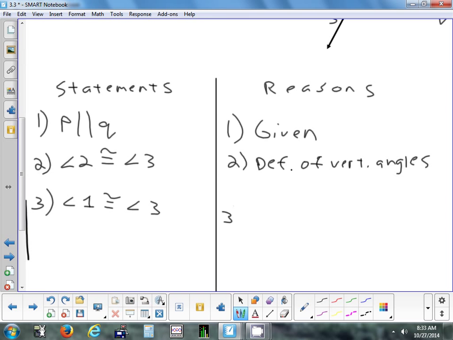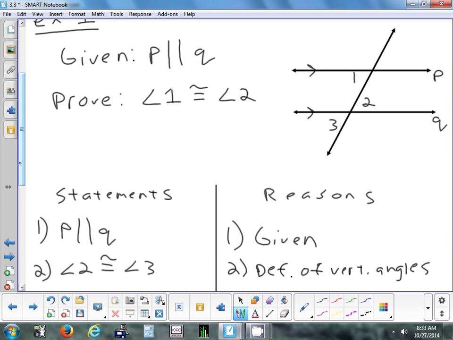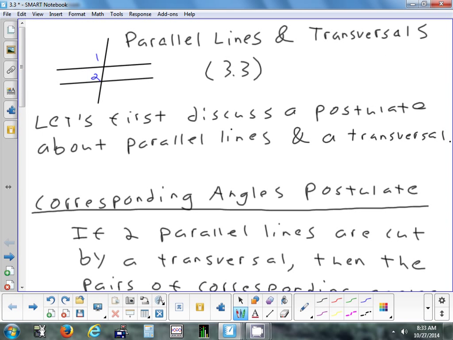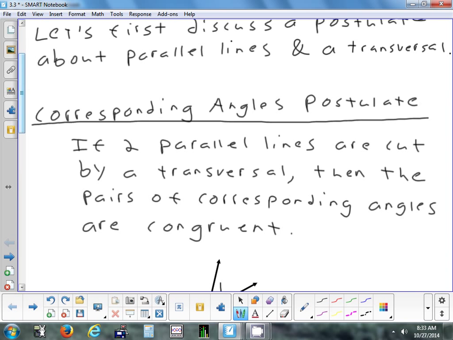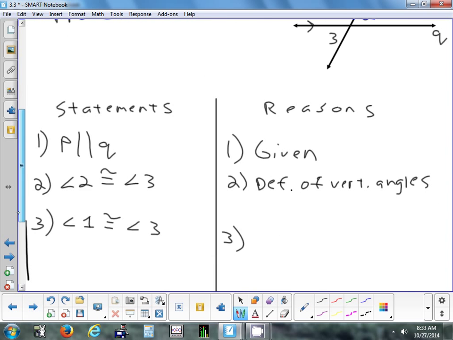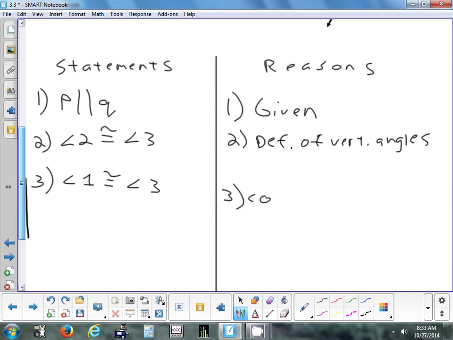Why are 1 and 3 congruent? It's not labeled that way on the diagram, but because these are parallel lines, we should know why 1 and 3 are congruent. Because they're corresponding. Yep, that's the corresponding angles postulate. If 2 parallel lines are cut by a transversal, corresponding angles are congruent. So it's corresponding angles postulate.